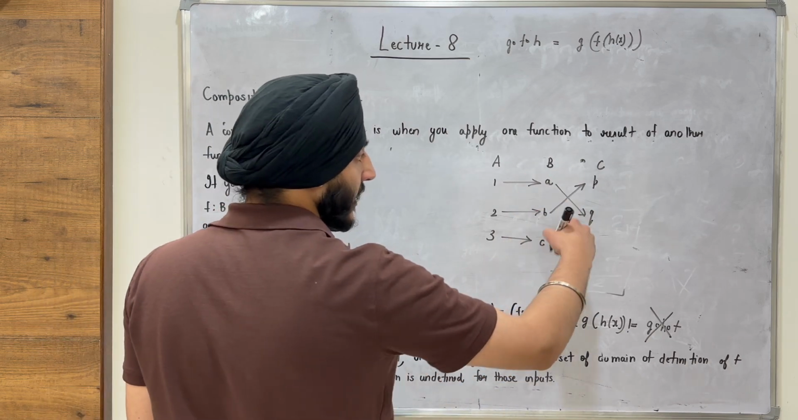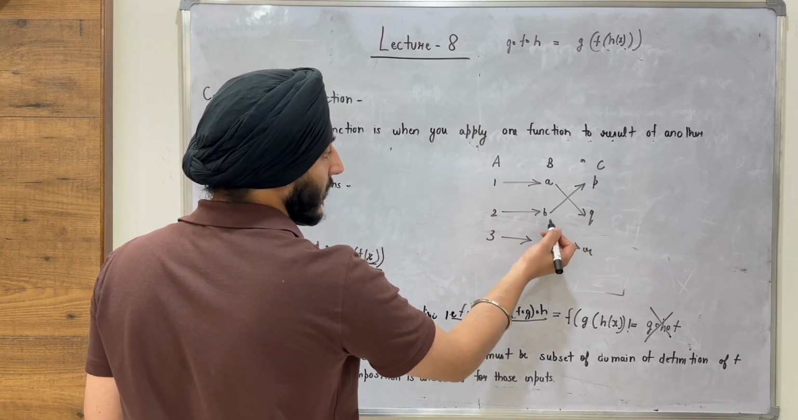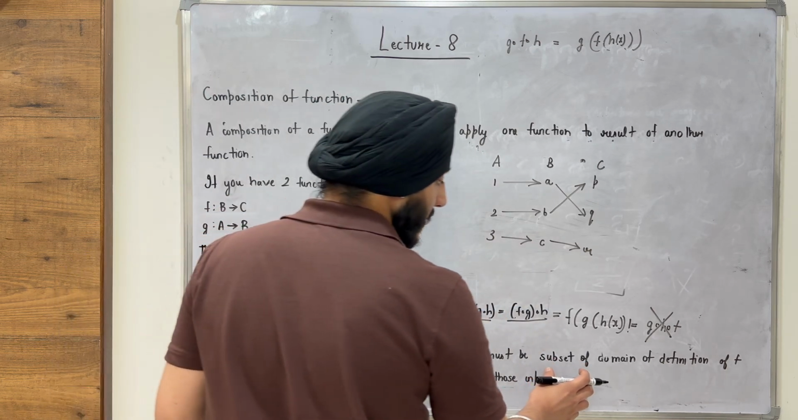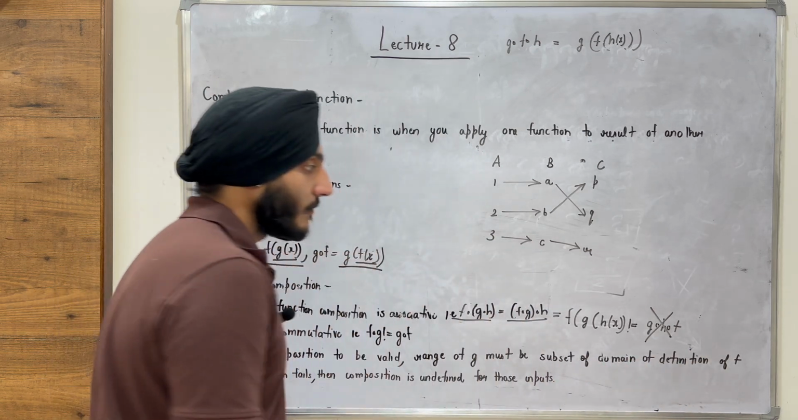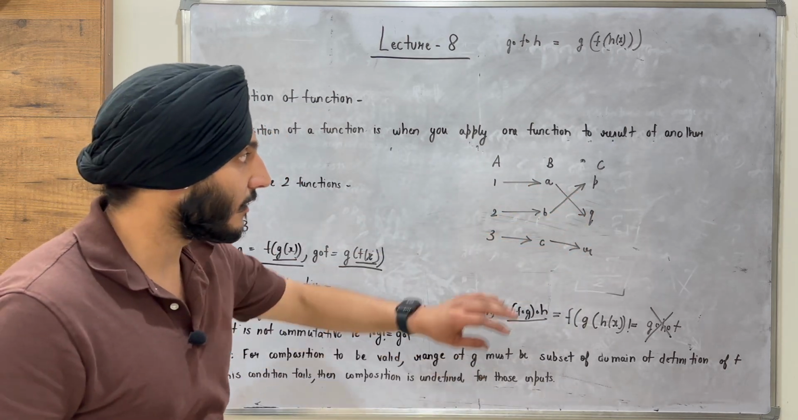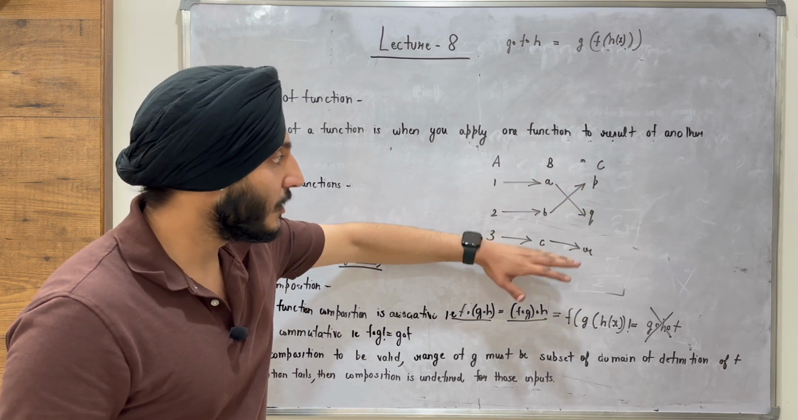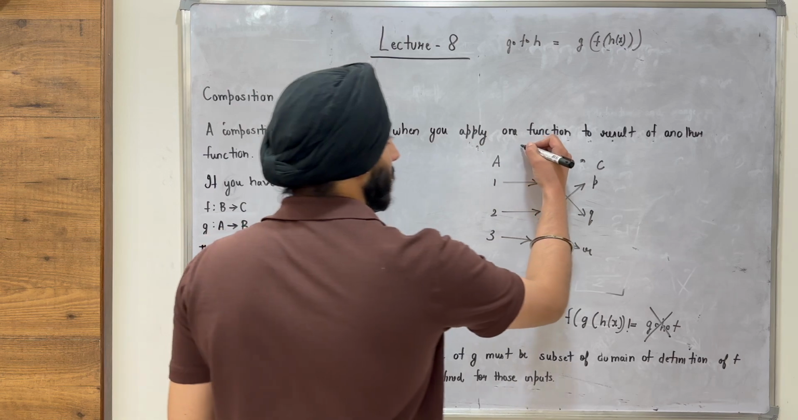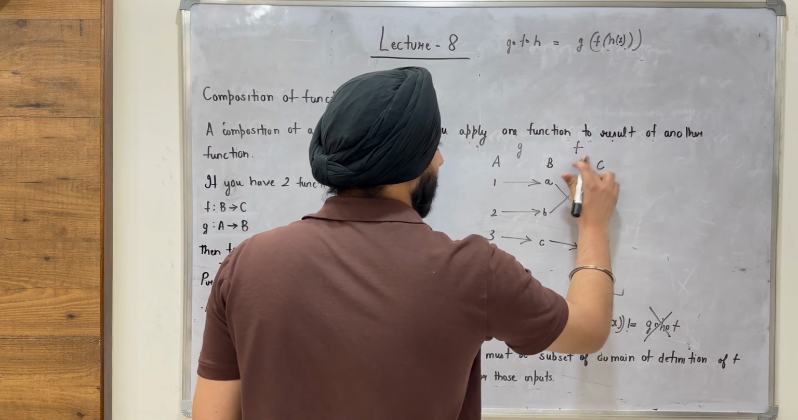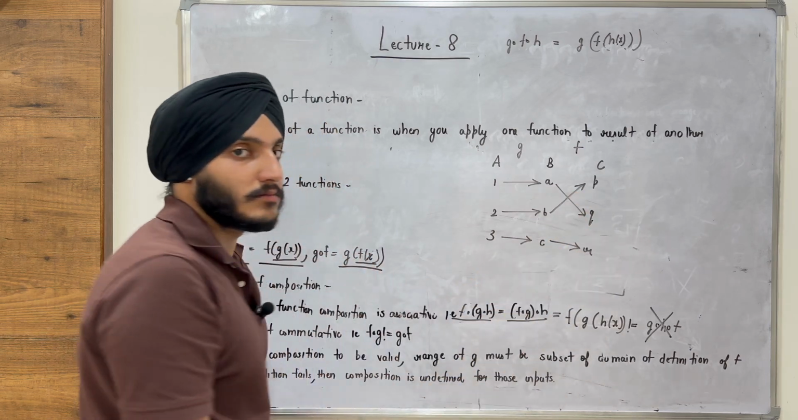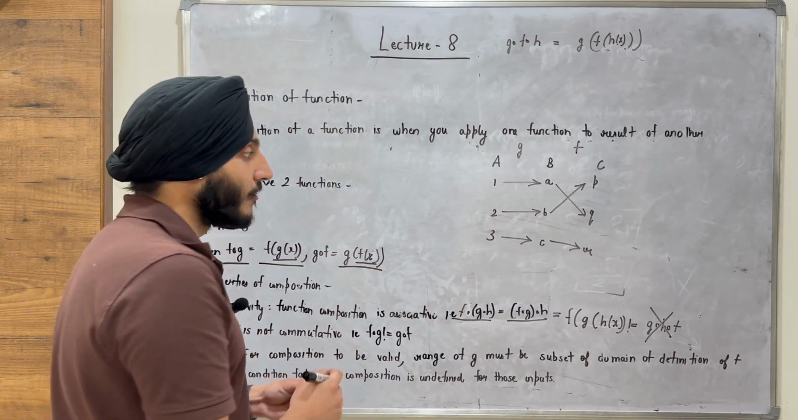This is the range of G, right? A has a preimage 1, B has a preimage 2, 3 has a preimage C. Must be the subset of the domain of definition. What I'm trying to say, in very simple words, is that the elements in this set B over here, which is the range of the function G, should have an image. That's the basic idea. Think about it, right?